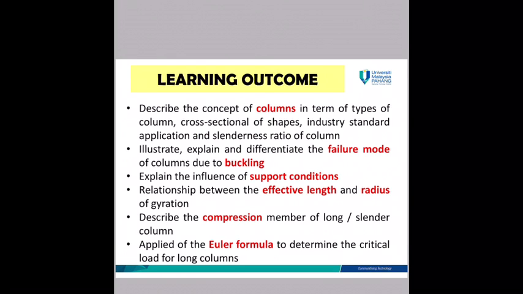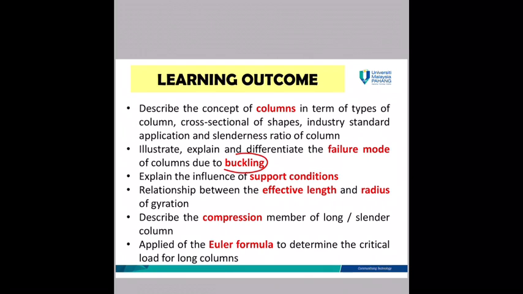By the end of this chapter, you should be able to describe the concept of columns in terms of types of column, cross-sectional shapes, industrial standard application, and slenderness ratio of a column. Illustrate, explain, and differentiate the failure mode of columns due to buckling. Explain the influence of support conditions, the relationship between the effective length and radius of gyration, describe the compression member of long slender column, and apply the Euler formula to determine the critical load for a long column.